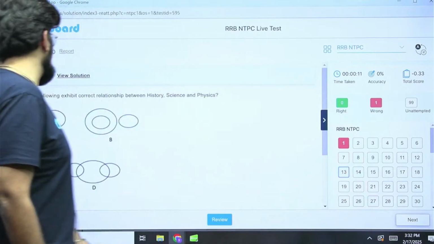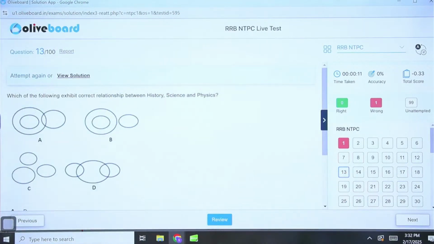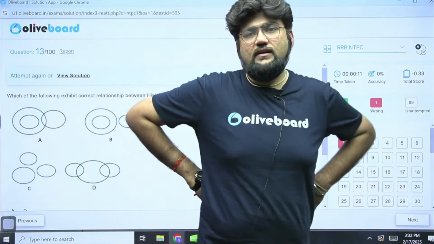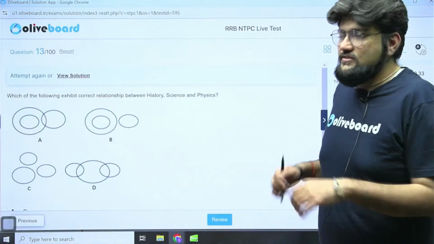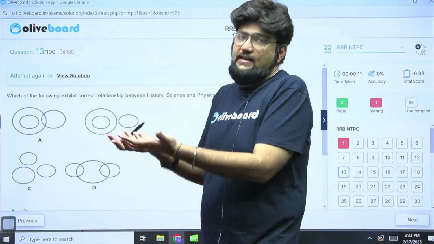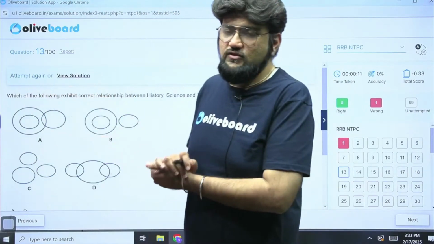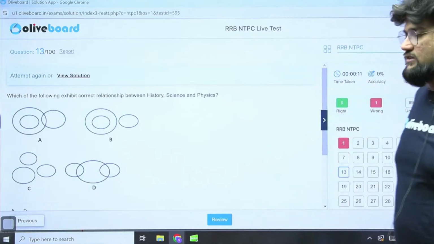Next question is question number 13, which was from the reasoning section. It is asking you which exhibits the best relationship between history, science and physics. Now, for history, science and physics, a lot of students get into the overthinking mode wherein they assume that history is also like a science. Like we say mathematics is a science, other subjects are part of science. So they think that history is also like a science. No, that is not the case.